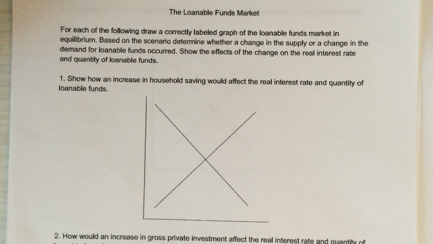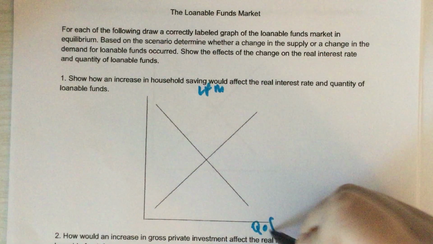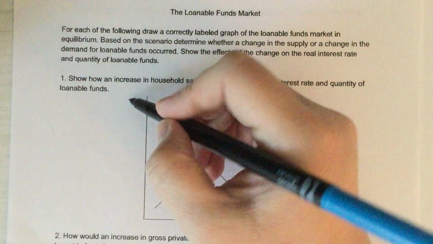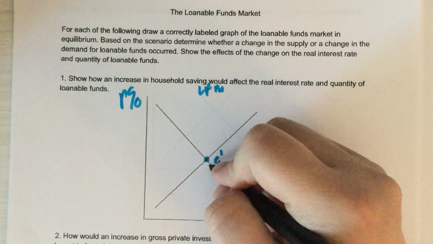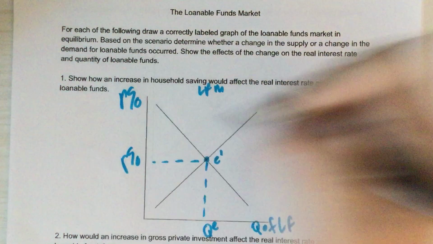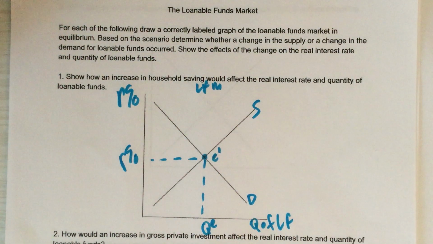So for example, you have to label the loanable funds market, the quantity of loanable funds on the x-axis. You need to label the real interest rate on the y, the equilibrium quantity, and here the real interest rate, okay? And then you can label the supply and the demand curve of loanable funds. So this is what's happening.